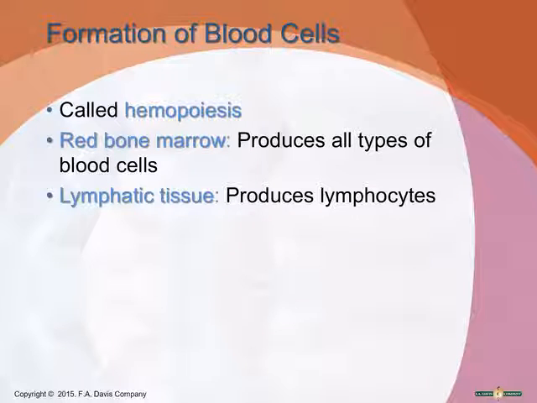The formation of blood cells is called hemopoiesis. All the different types of blood cells are made in the red bone marrow. You're going to find the red bone marrow in the ends of the long bones and in the flat, irregular bones like the sternum, the cranial bones, the vertebrae, and the pelvis. In the long bones, you find it mostly in the femur. Lymphatic tissue is what produces the lymphocytes, one of the white blood cells. And the lymphatic tissue is found in the spleen, the lymph nodes, and the thymus gland.